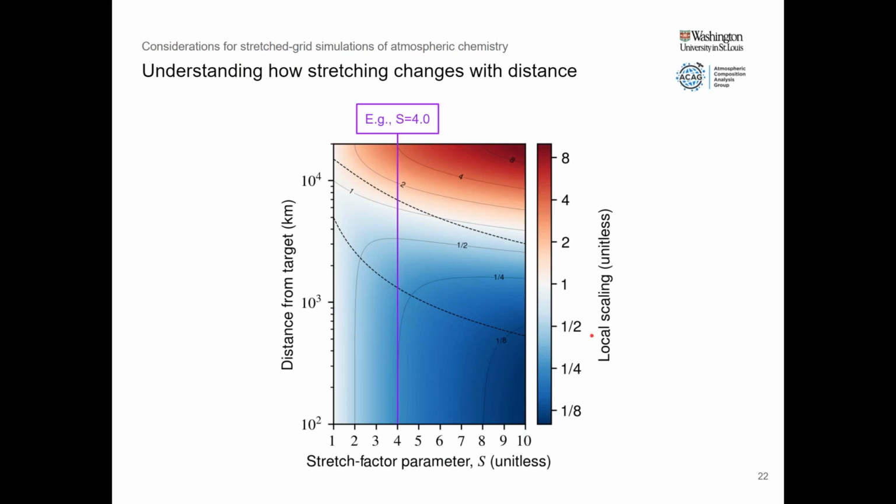So as an example of how you'd use this figure, say you chose a C90 grid, which has an average resolution of about 100 kilometers, and you're interested in a stretch factor of 4. So what you do is run up along the stretch factor of 4 line, and you can see that, for instance, at 3,000 kilometers, the grid boxes are going to be scaled by about a factor of 0.5. So that would give you 50 kilometer resolution, whereas at 10,000 kilometers, they're going to double in size. So you'd have about 200 kilometer resolution.